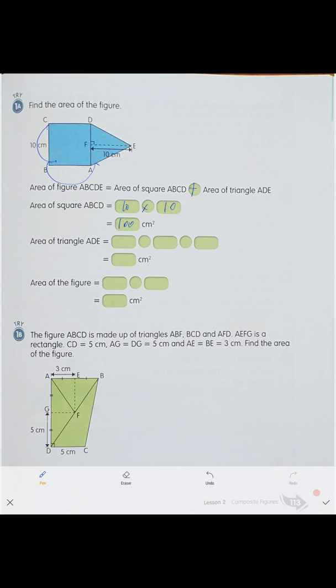Area of triangle, right? We remember the formula is a half of what? Of, again, base is 10, height is 10. 10 times 10. And then it's gonna be 50 square centimeters. And the area of the figure is this one plus this one. So 100 plus 50, 150 square centimeters. That's it. All right.